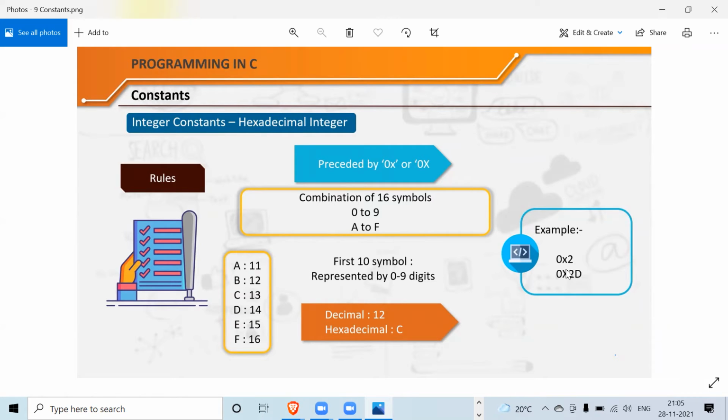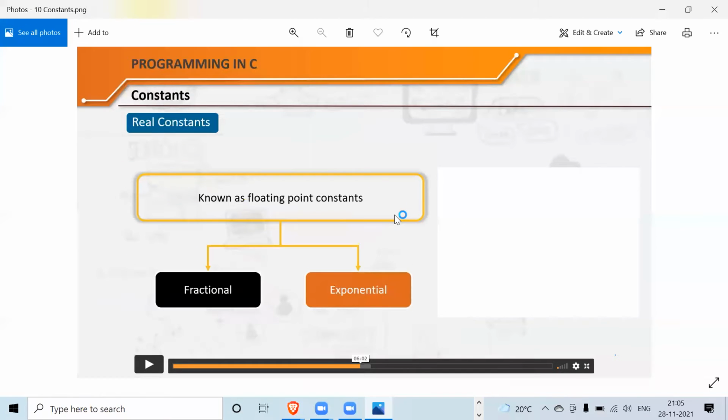You might have seen this sometimes when your computer gives an error or some codes: 0x, then a long list of characters. So 0x is used to represent the hexadecimal system. We use 0x before we write the numbers. Okay, so now real constants, we were talking about real constants.